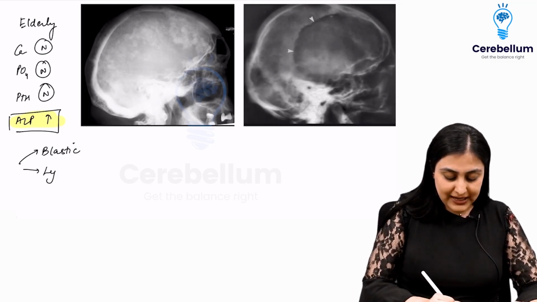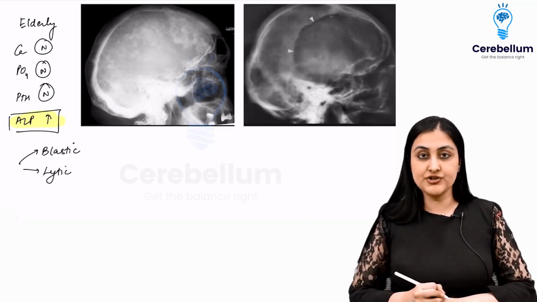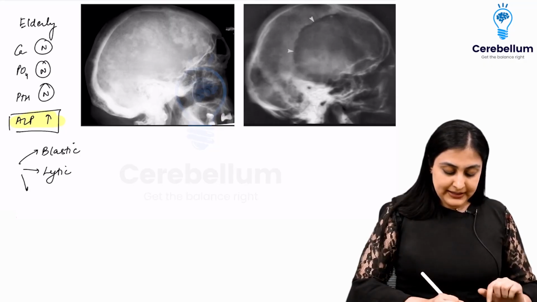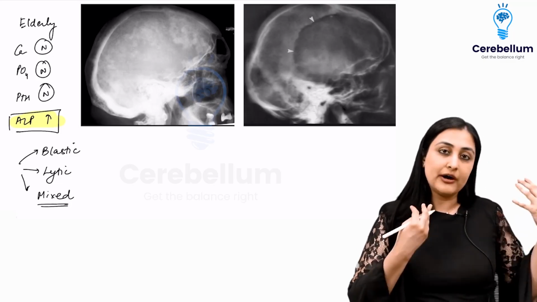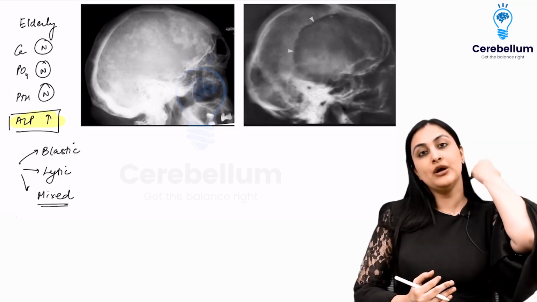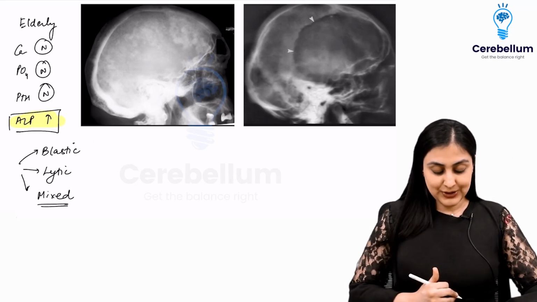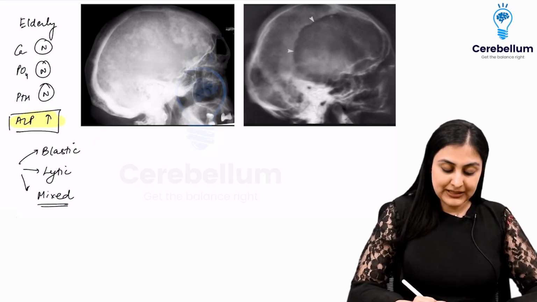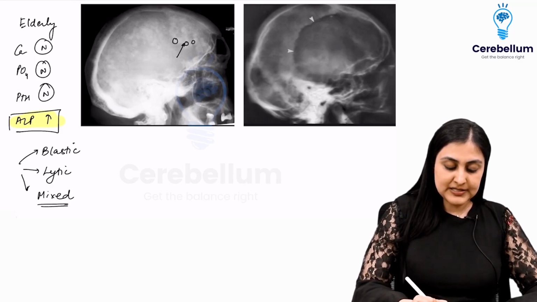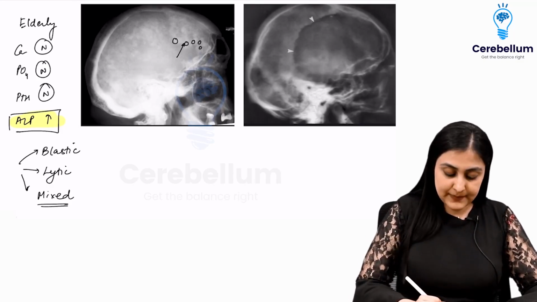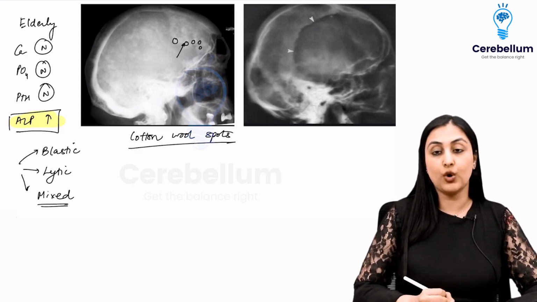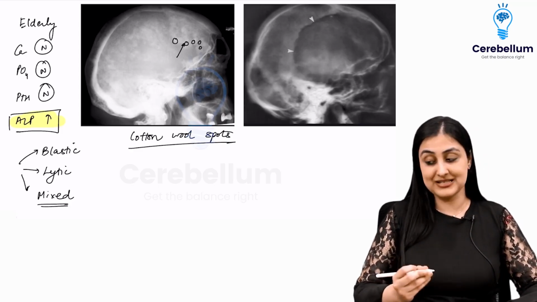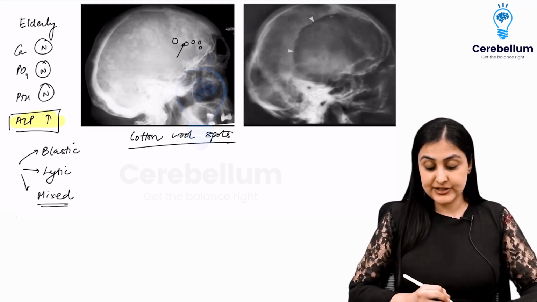There could be a lytic phase wherein there is destruction of the bone, and in the end stage, there's going to be a mixed burnt out stage wherein you have few lytic lesions, you have few blastic lesions. Let's have a look at the appearance here. So in the skull, can you see how there are these white lesions? These are called cotton wool spots. So this appearance is given the name of cotton wool appearance, wherein you have sclerotic or blastic lesions.